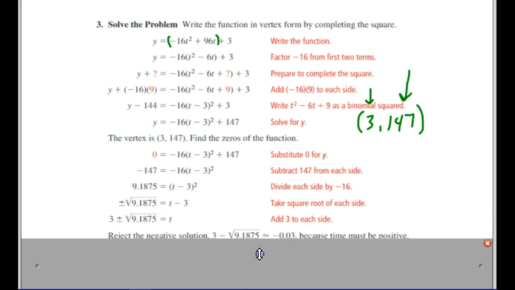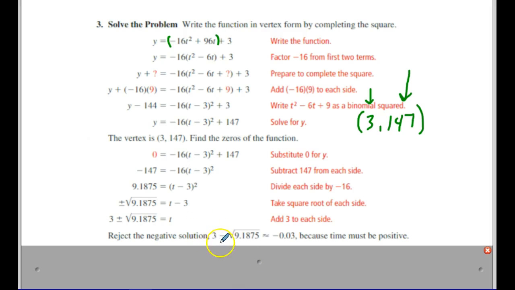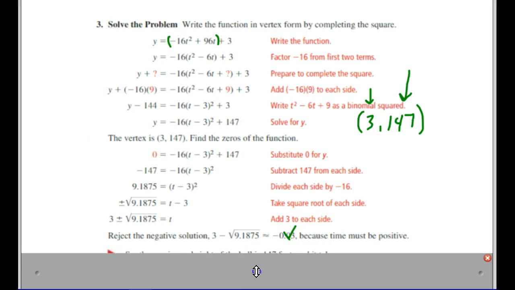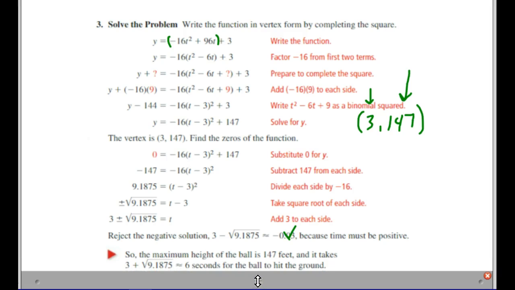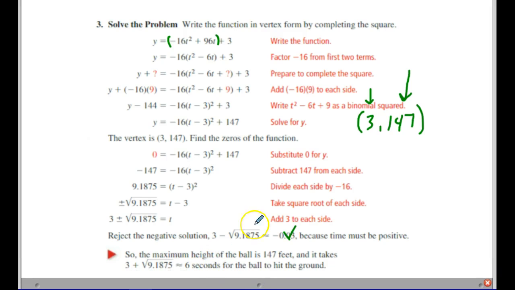Now using my calculator, I see I have a negative solution here. And this is something I'm not going to care about because I cannot have a negative time. So this solution I just get rid of, so I know it's going to be my positive solution. So I see that I hit my maximum height at about 3 seconds, and that maximum height is 147 feet. And the ball hits the ground approximately 6 seconds after I hit it.